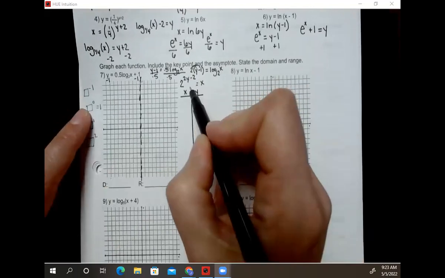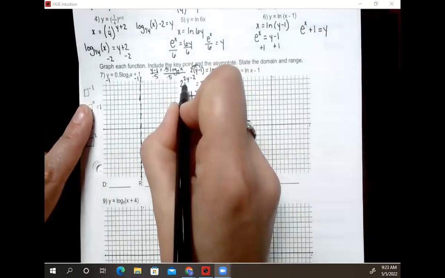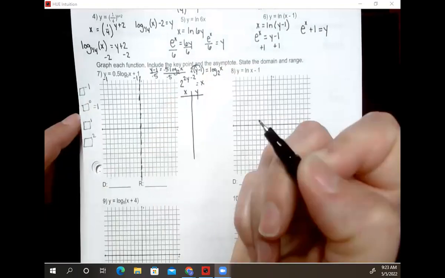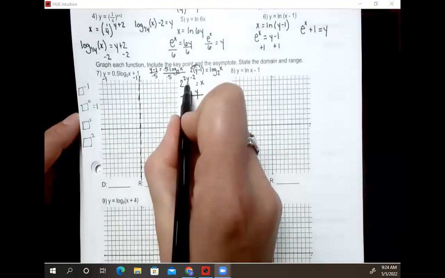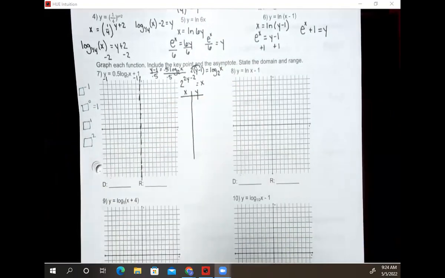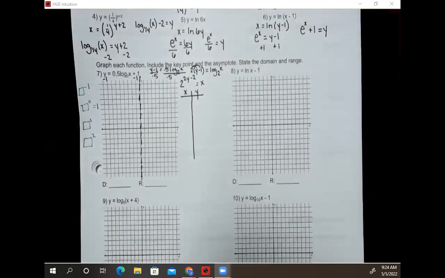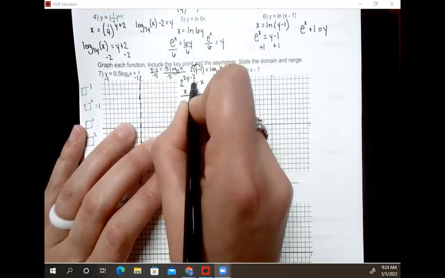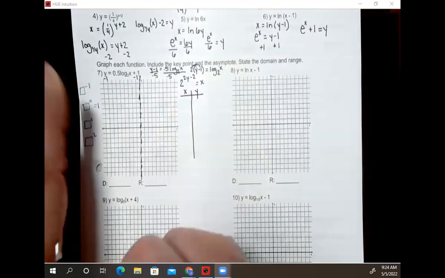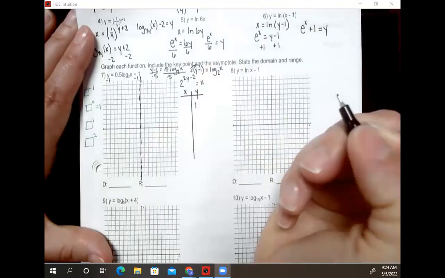So I want to pick a number so that when I simplify what I've got right here, I get an easy exponent. Well, if I plugged in 0 for y, I would get 2 times 0 minus 2. So I would get 0 minus 2, which is negative 2. Negative 2 is not the easiest exponent. Maybe I don't want to plug in 0. If I plug in 1 for y, I would get 2 minus 2. That's an easy exponent. So I'm going to plug in 1 for y.